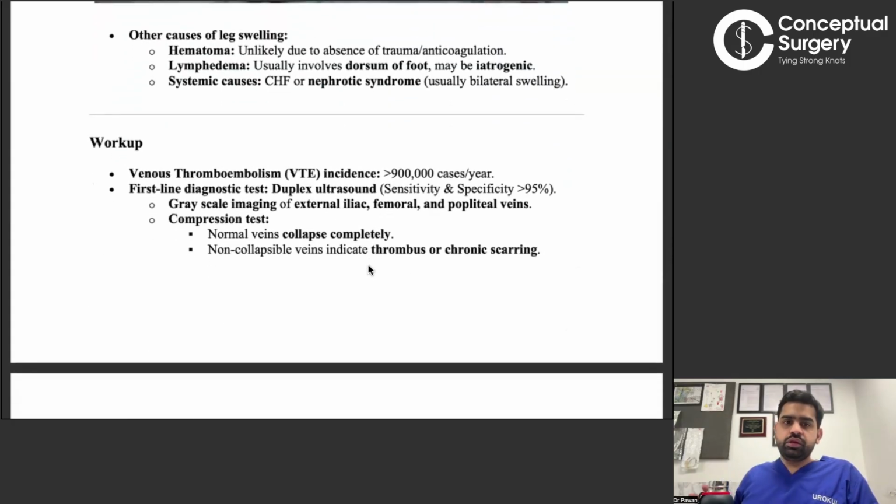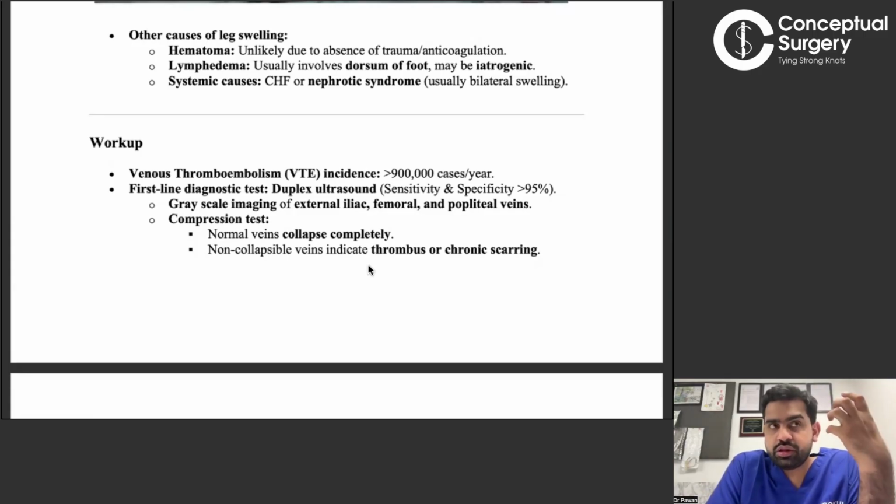Now let's talk a bit about venous thromboembolism. It is quite common, occurring in more than 9 lakh cases every year. That's the Western data, that's fine. But what you need to understand is that it's not a rare condition. It's a common condition. You will find a DVT at one point or the other.